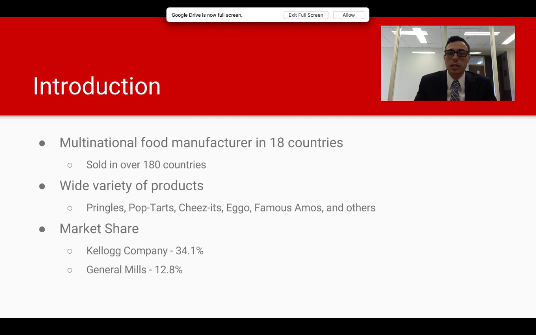And another thing that's very important I want to keep in mind is the market share. Kellogg Company owns approximately 34.1% in the industry, and to put that in perspective, you look at General Mills, one of their top competitors, which owns 12.8% of the market share.